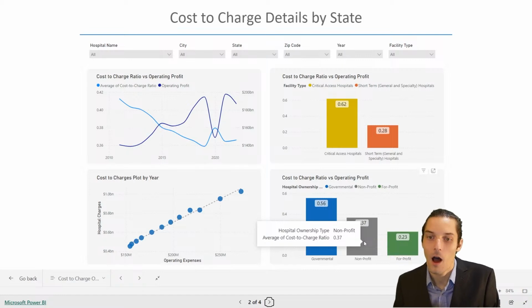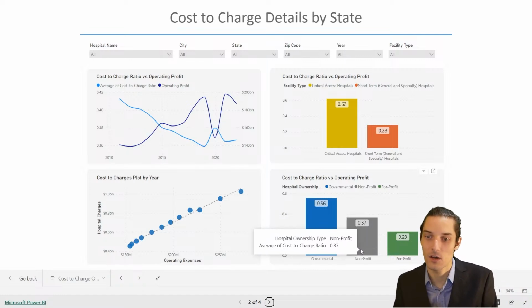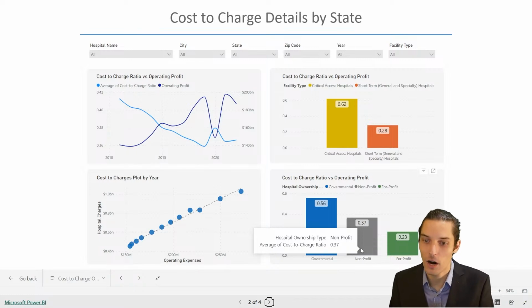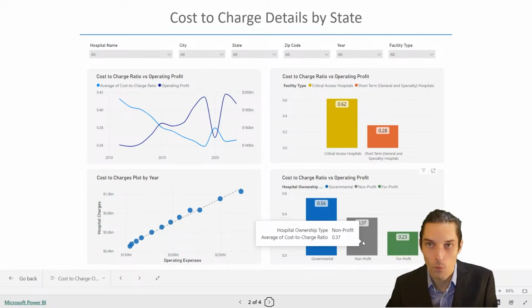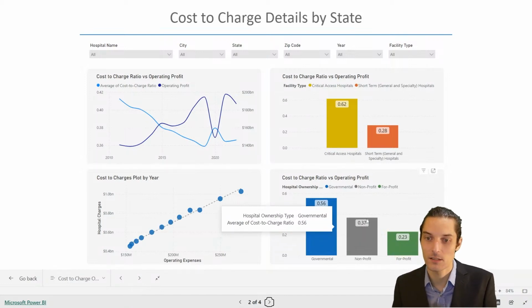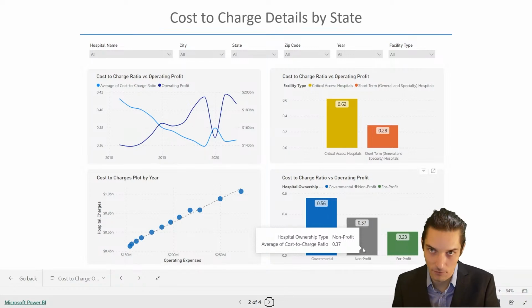Nonprofits, on the other hand, have a cost to charge ratio of 0.37, and so for every dollar that they're charging, their operating profit is 0.37. And so for not-for-profits, there is more room to negotiate downward, and there's more differences in the kinds of services, and there's more potential for high-end services to be provided where there's negotiation. And so that's where nonprofits specialize in specific procedures or specific kinds of healthcare that allow them to charge more, and so that's why their cost to charge ratios are lower.